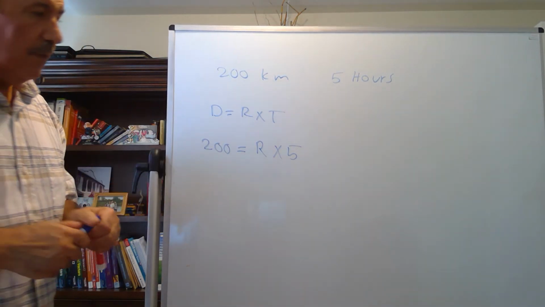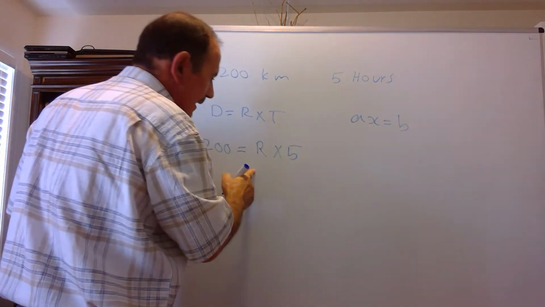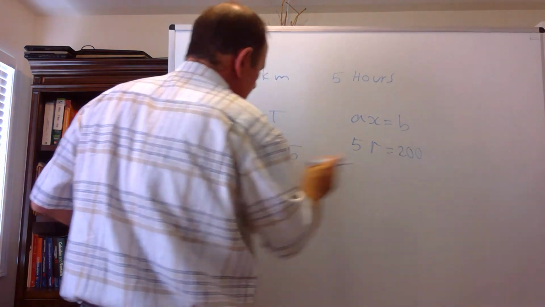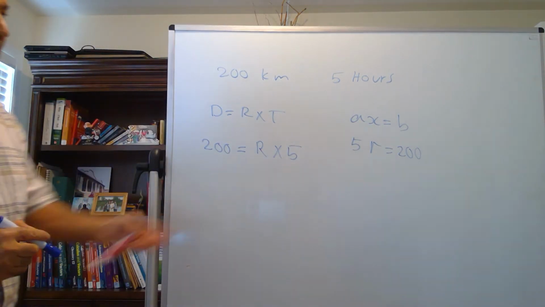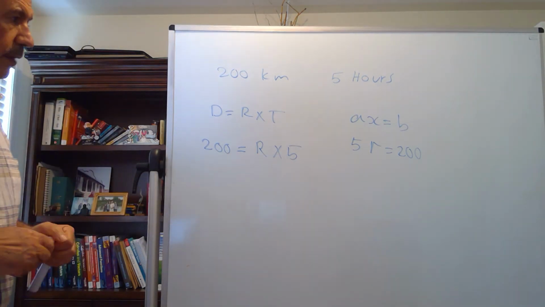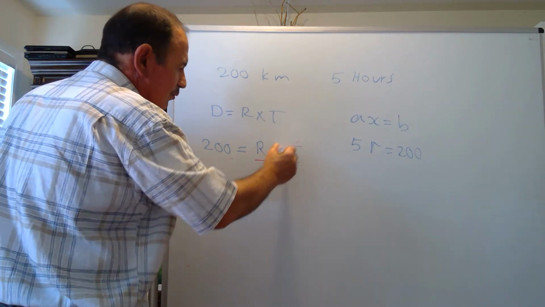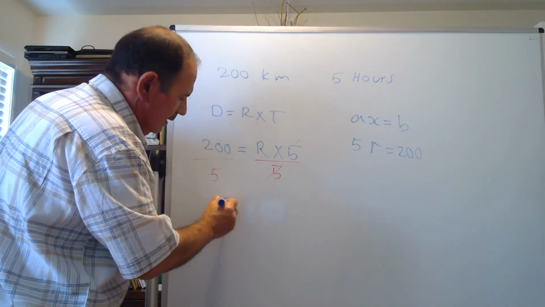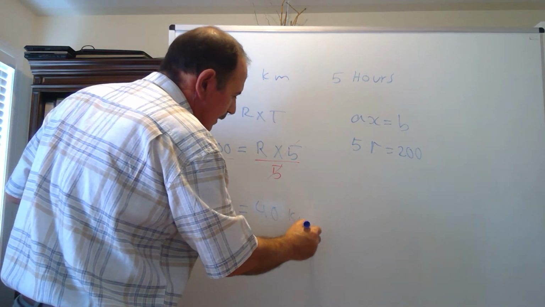Again, we want to solve this equation. If I compare it with the format ax is equal to b, in this case we have 5r is equal to 200. So what we should do is exactly the same thing. We should eliminate this 5. How? By dividing both sides by 5. Then these two 5s cancel each other, and the rate or speed is 200 divided by 5, which is 40 kilometers per hour.